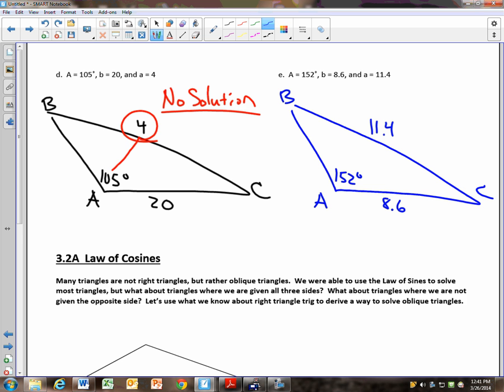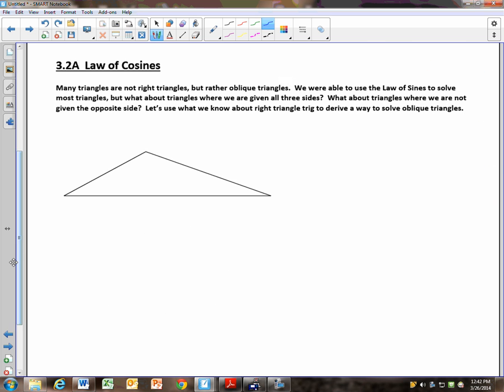All right. Any concerns? All right, so let's do the law of cosines. Many triangles are not right triangles, but rather oblique triangles. We are able to solve most triangles using the law of sines. But what about triangles where we are given all three sides? What if you're given side, side, side? Can you find any of the angles? The answer is yes, but we don't have a formula for it right now.